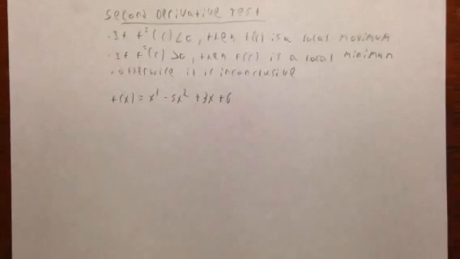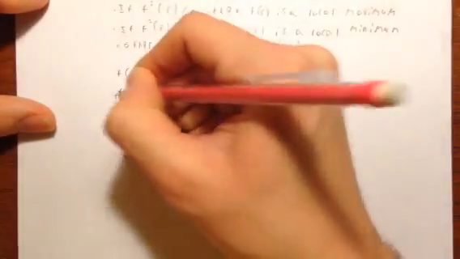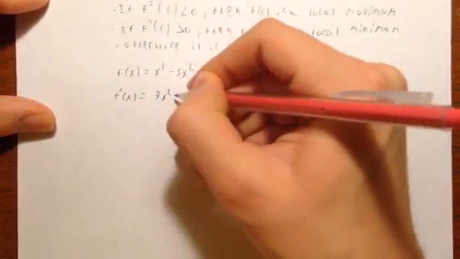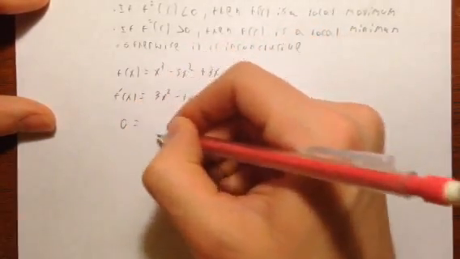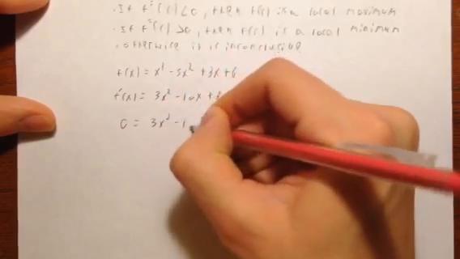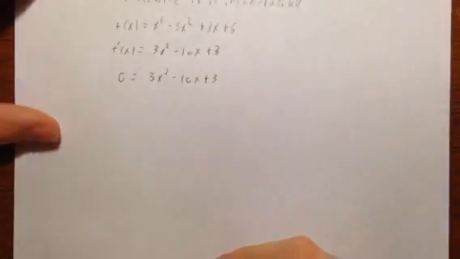So to find the local min and the local maximum of the original function, we'll first have to find the first derivative to find the critical points. So f prime of x is going to be equal to 3x squared minus 10x plus 3. So then we have to substitute 0 for f prime of x. So then 3x squared minus 10x plus 3 is going to be equal to 0.